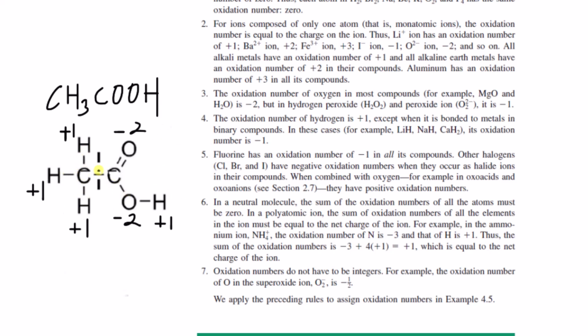Well, that means that the oxidation number on this carbon must be -3. And now, for the sum rule to be obeyed, that means the oxidation number on this carbon is going to have to be +3. And there we go. There's the oxidation numbers on acetic acid. All right, you would put, let's see, -3, +1, +3, like that.